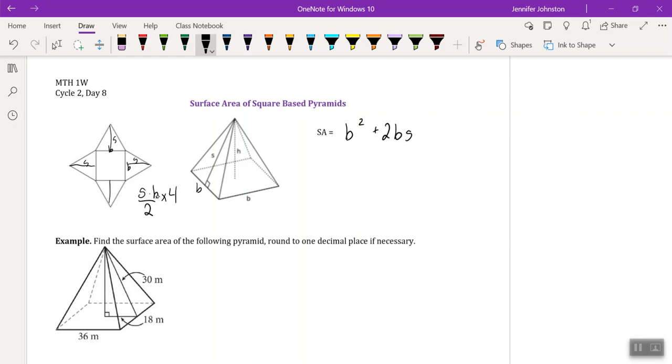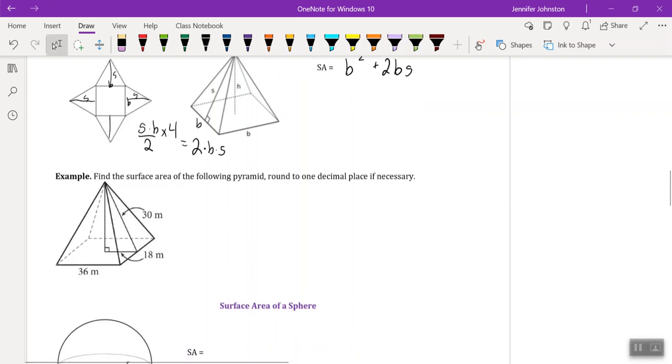Well, this is b times s times 4 divided by 2. Okay, well, the 4 and the 2 can be divided to give us 2. So we get 2 times b times s. Hey, that's what that is. So there's 4 triangles. That's why we go to 2bs.